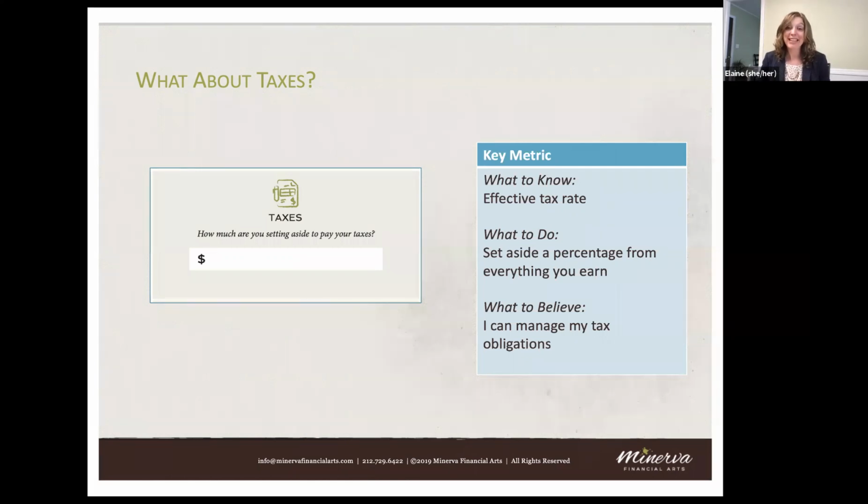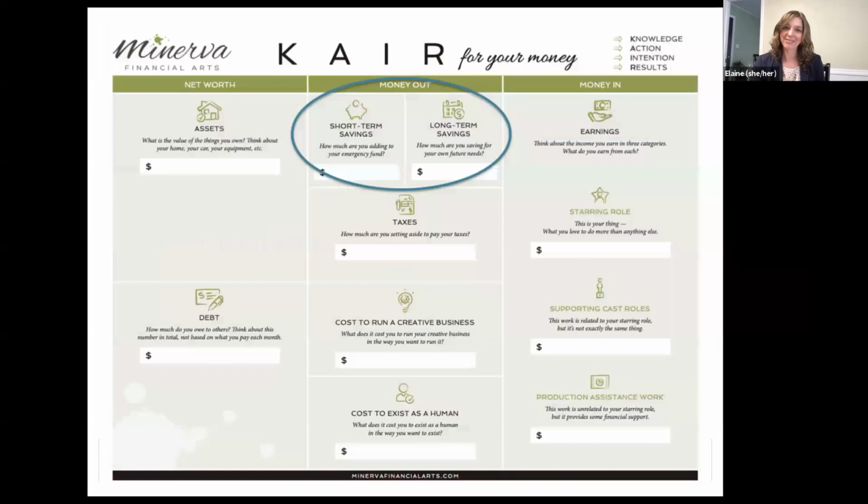And it's important that you believe and have the intention to manage your tax obligations, because you are fully capable of doing it. It's not always pleasant or fun or easy, because much of the information is not designed to be super accessible, but you are fully capable of navigating it.